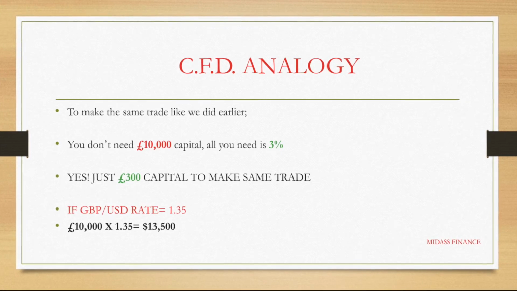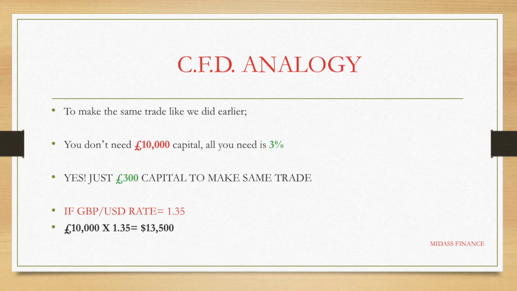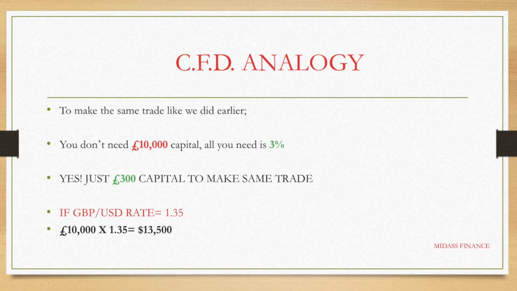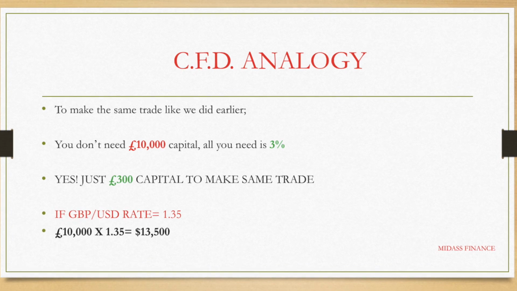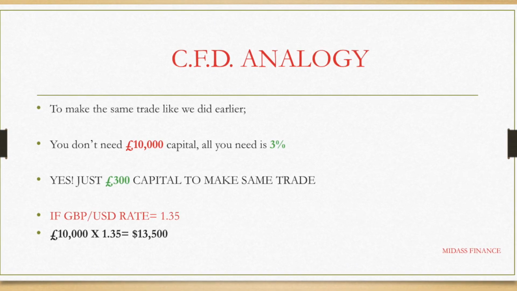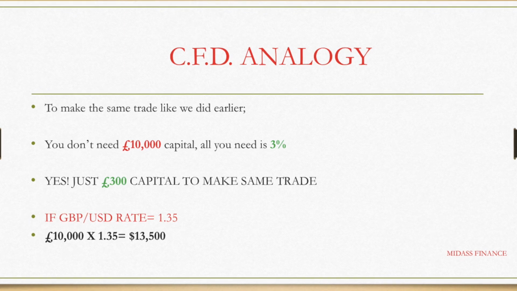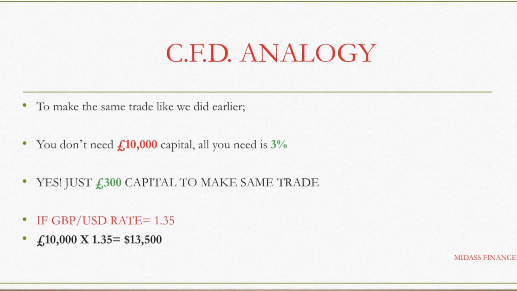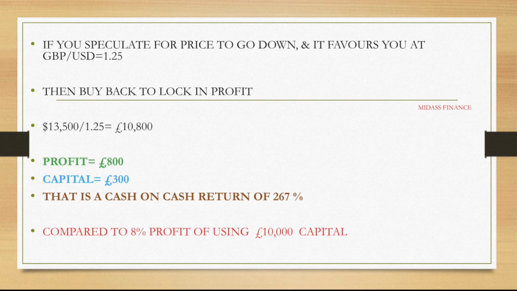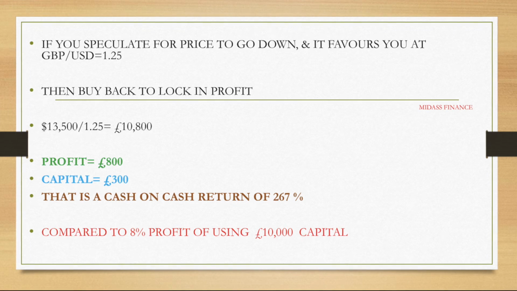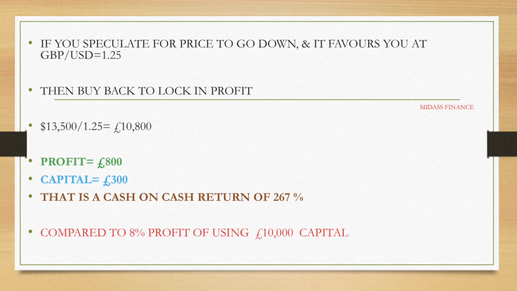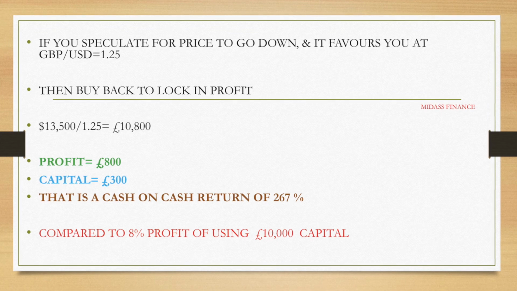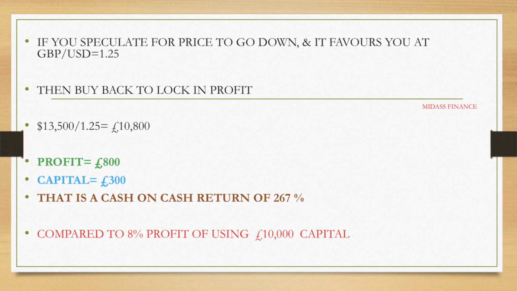So that's going to be $13,500. Now let's assume you are speculating based on a no deal Brexit. If you're speculating based on a no deal Brexit, that means you expect the value of the pound to drop. You want the value of the pound to drop, and let's say you're hoping for a 1.25 target. So you're going to do 13,500 divided by 1.25, the same thing we did earlier. So that's going to give you 10,800.